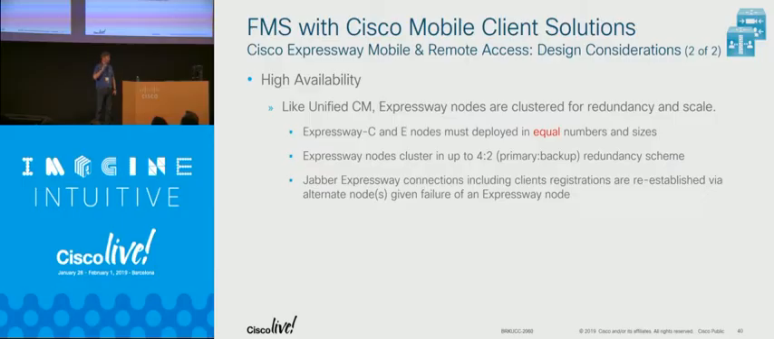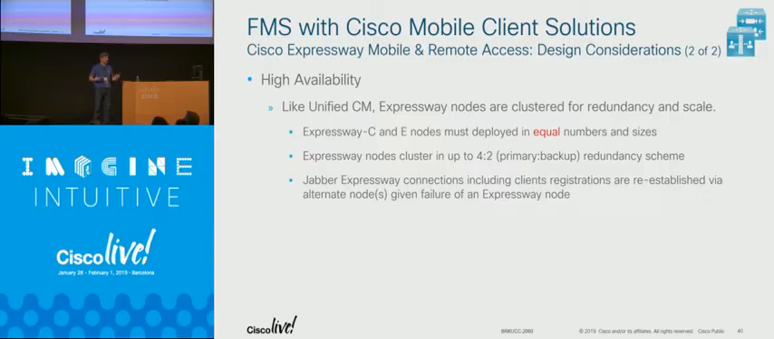So we cluster just like we do Communication Manager. We can add additional Expressway nodes, both on the Expressway C and on the Expressway E side, in order to be able to scale and to provide redundancy. We always want to make sure that we deploy our Expressway Cs and our Expressway Es in equal numbers. So if I have 2 Expressway Cs, I need 2 Expressway Es. Again, we're always pairing them together.